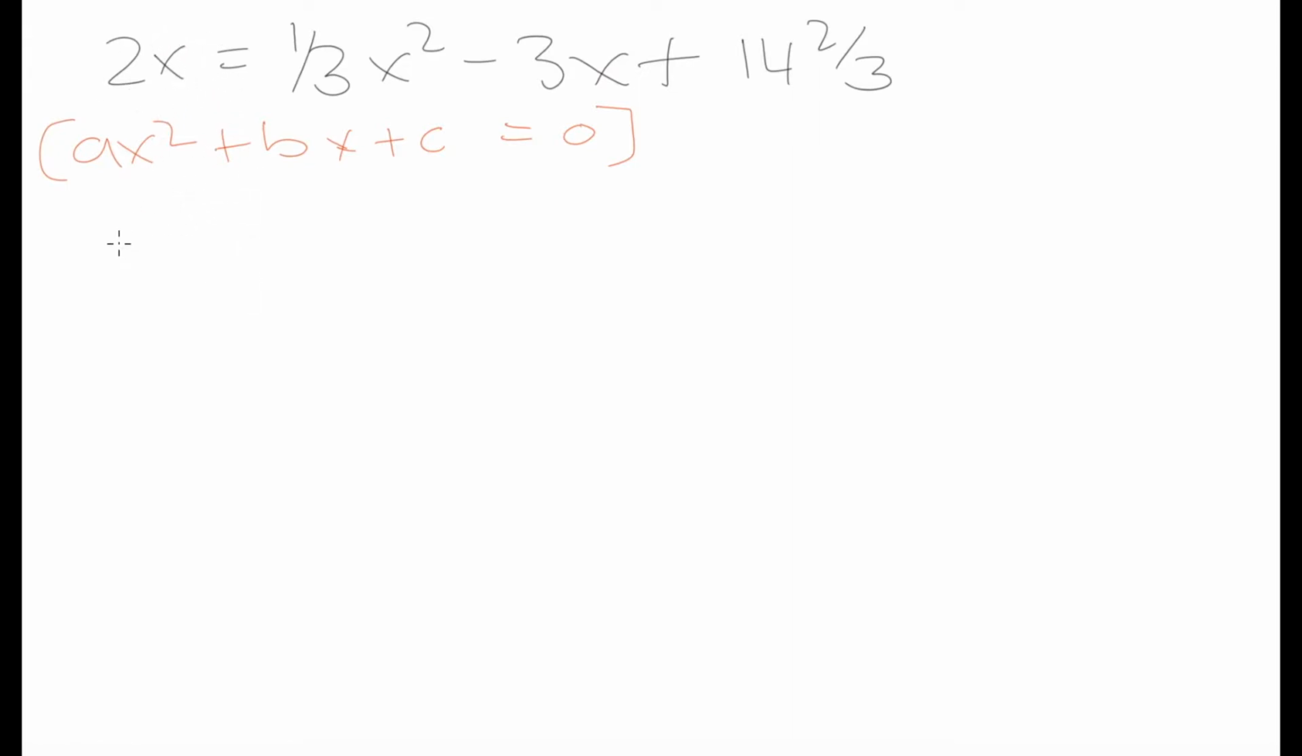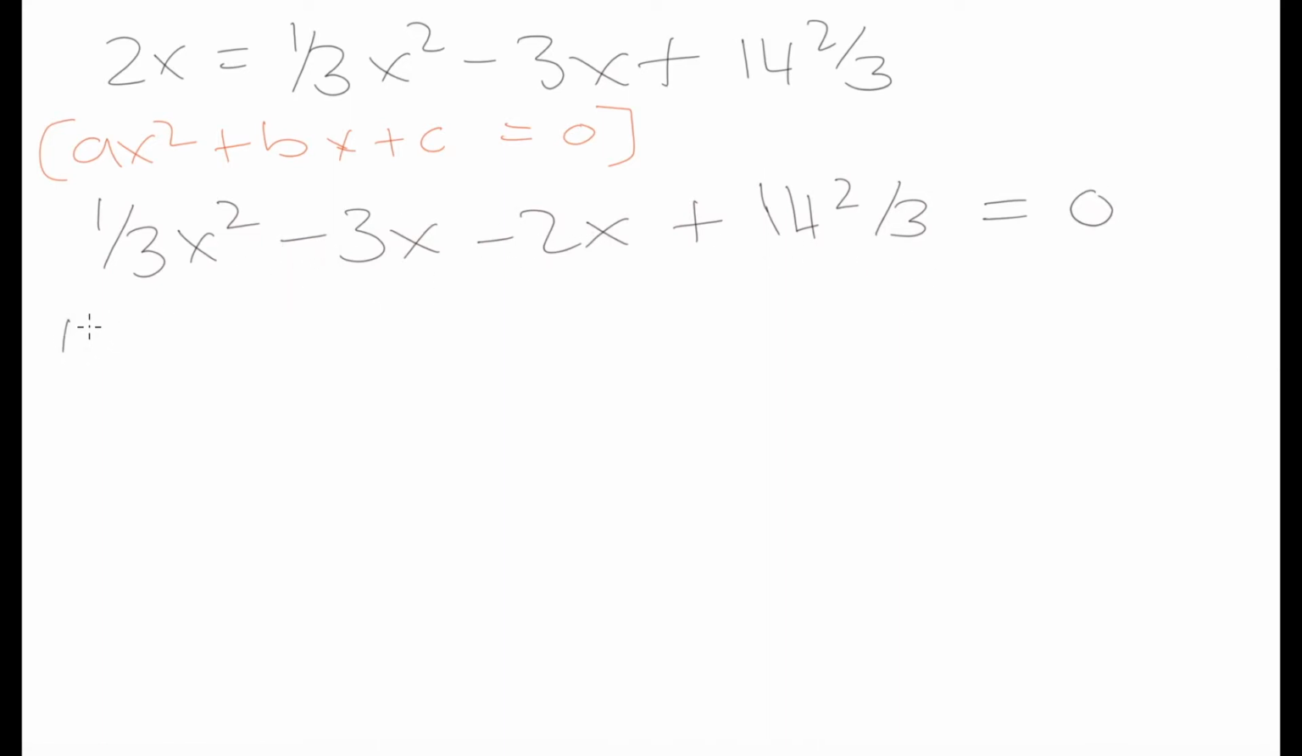So if we were to move this 2x, we would get 1/3 x squared minus 3x minus 2x. Since we moved this 2x to the other side, it becomes minus 2x plus 14 2/3 is equal to 0. And we can simplify this, so let's just simplify that quickly. We have 1/3 x squared minus 5x plus 14 2/3.